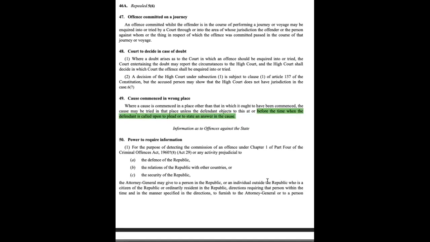Some persons have argued and said that this is not one of the options available to the accused person to plead, but it is in the Act. Section 49 says that when the accused is called upon to plead, he can object to the jurisdiction. Let's look at the language very well. Where a cause is commenced in a place other than that in which it ought to have been commenced, the cause may be tried in that place unless the defendant objects to this at or before the time when the defendant is called upon to plead or to state an answer in the case.